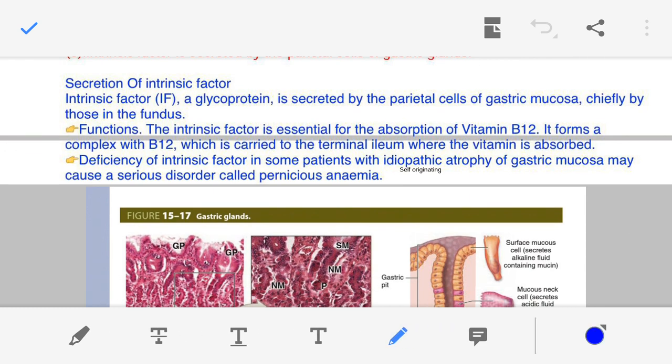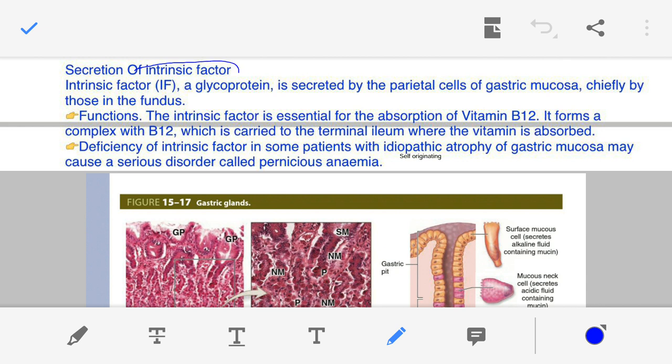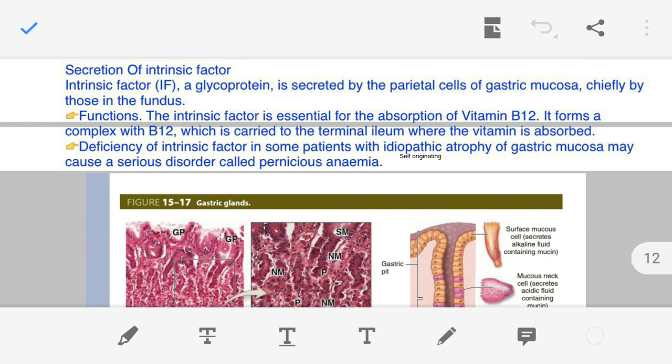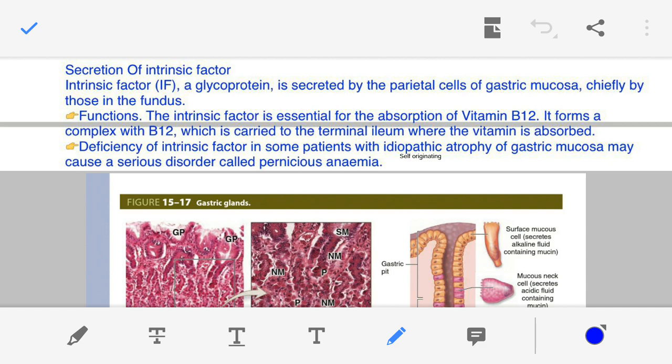This intrinsic factor forms a complex with vitamin B12, and this complex is finally carried to the terminal part of the ileum. In the terminal ileum, vitamin B12 is absorbed along with the intrinsic factor, because the intrinsic factor forms the complex with B12. So in short, intrinsic factor is a glycoprotein that forms a complex with vitamin B12, and this complex is absorbed by the terminal ileum. So we can say intrinsic factor is involved in vitamin B12 absorption.